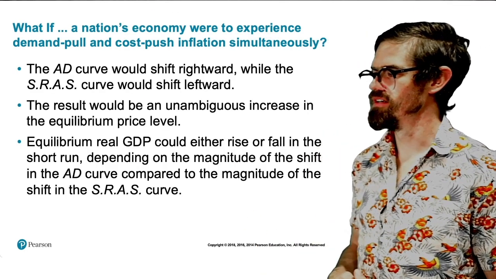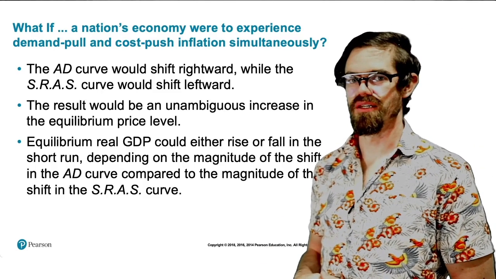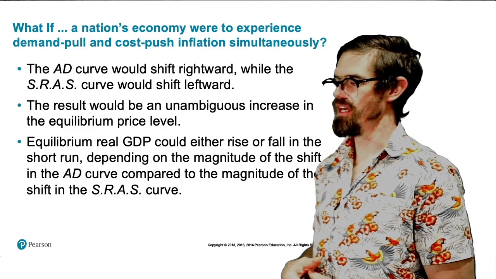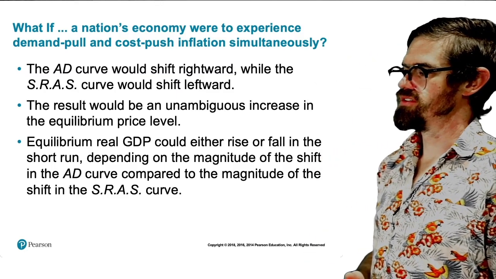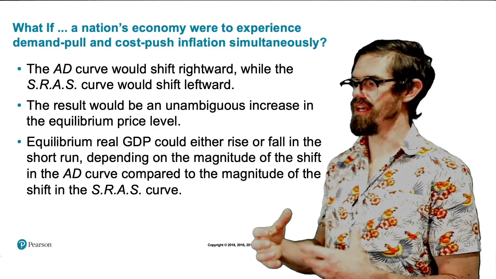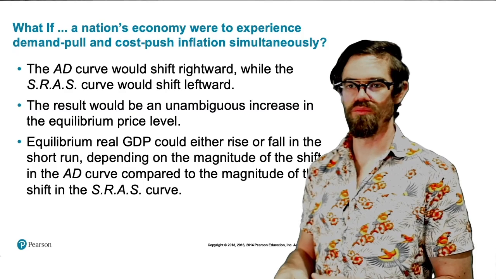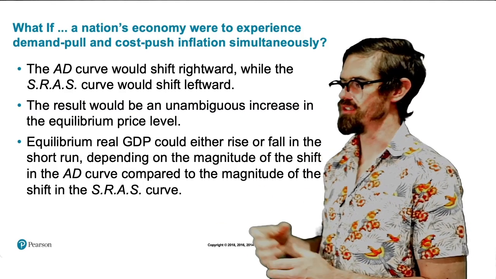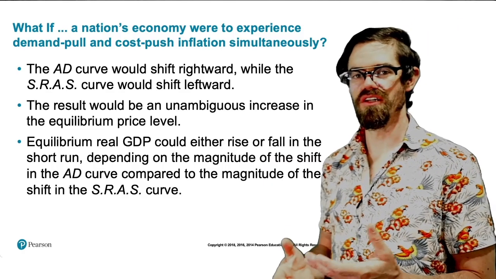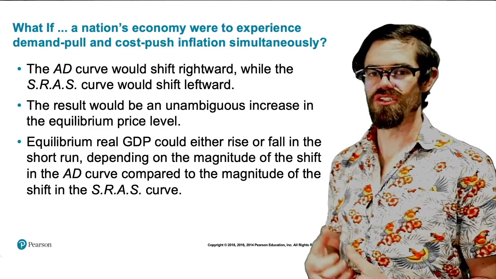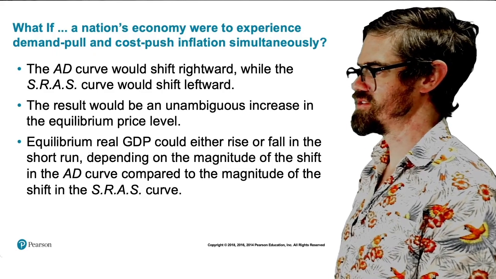Now, what if a nation and their economy were to experience both of these things at the same time? So an increase in aggregate demand and a decrease in short-run aggregate supply. Well, as it turns out, the result would be unambiguous on price level. There would, without a doubt, be an increase in the price level because both of these things are causing inflation. But GDP could go up, it could go down. It just depends on whether demand shifts more or aggregate supply shifts more.